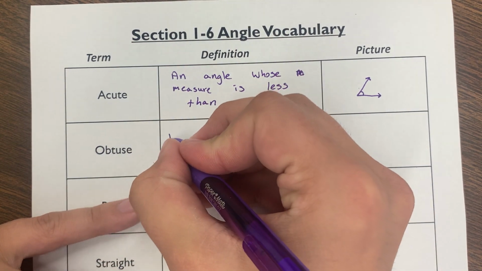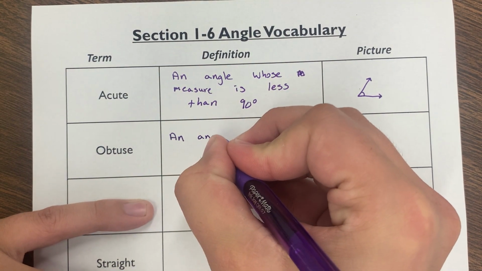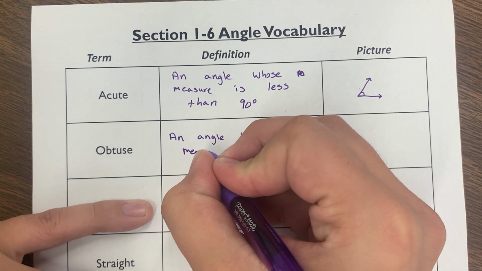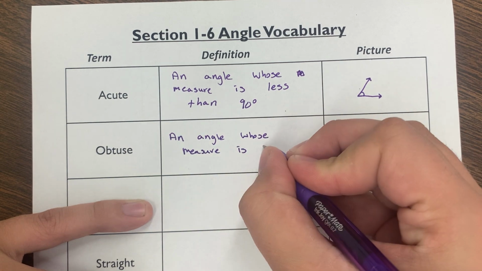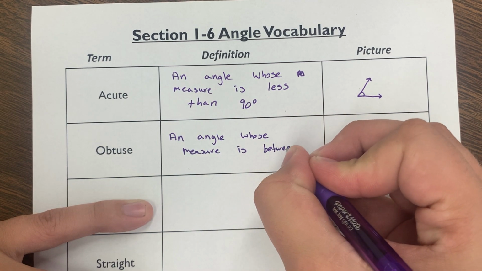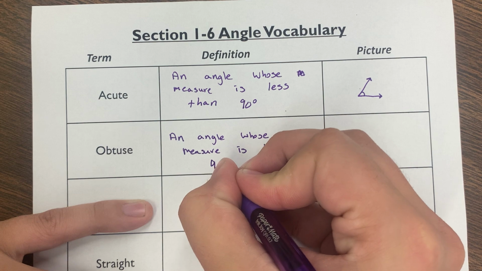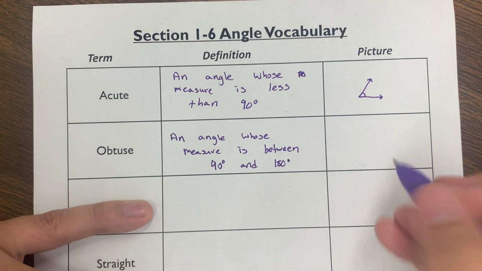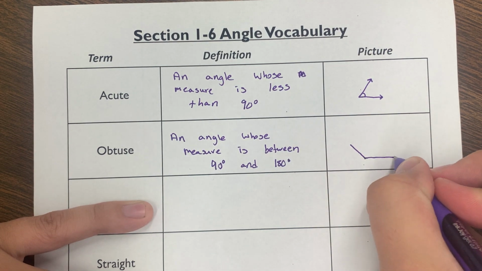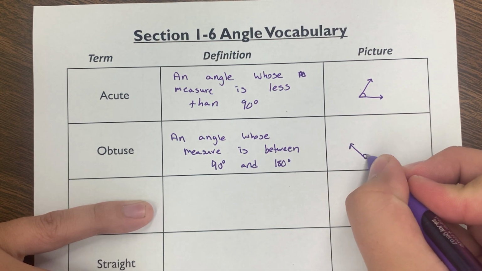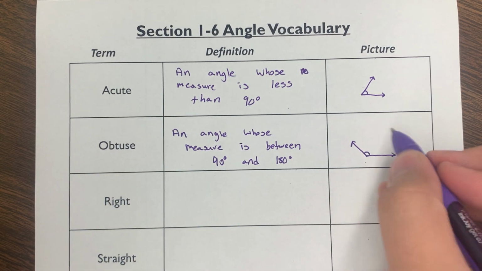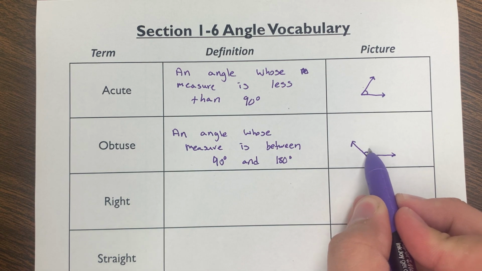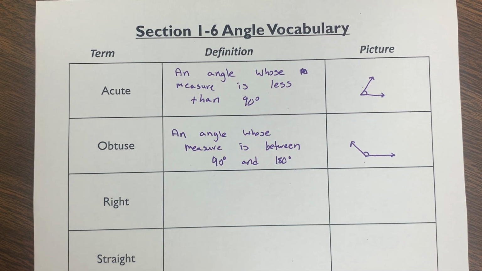Next one is going to be the obtuse angle, which is an angle whose measure is between 90 degrees and 180 degrees. So this is going to be an angle that's a little bit bigger, and maybe it's going to have an opening that looks like that. Notice that the opening goes past the 90 degree mark, which we haven't quite talked about, but again, I'm sure you know the 90 degree mark is when we go straight up. So the opening is further than that 90 degree corner.